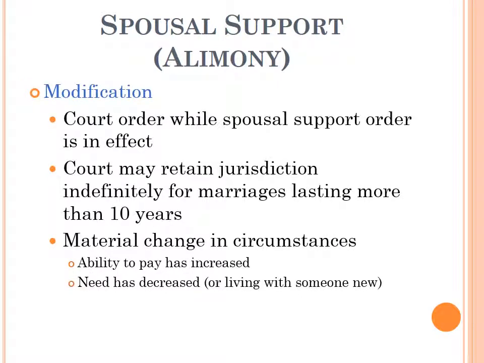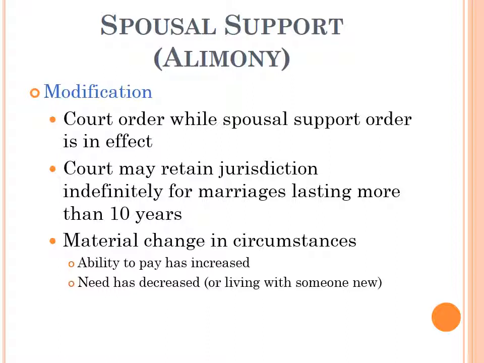There are ways to modify spousal support. Spousal support could be modified by a court order while the spousal support order is in effect. So if the couple does not like the spousal support order, or one does not like the spousal support order, they can go and seek a court order to modify that specific order and change it. Because of this, the court may retain jurisdiction indefinitely for marriages lasting more than 10 years to make sure that they can always come back to modify the spousal support order if need be.